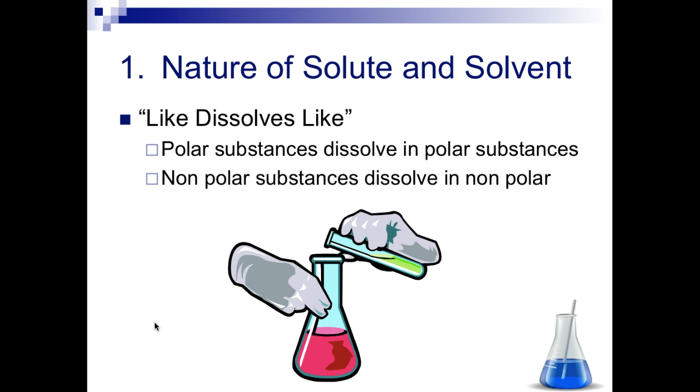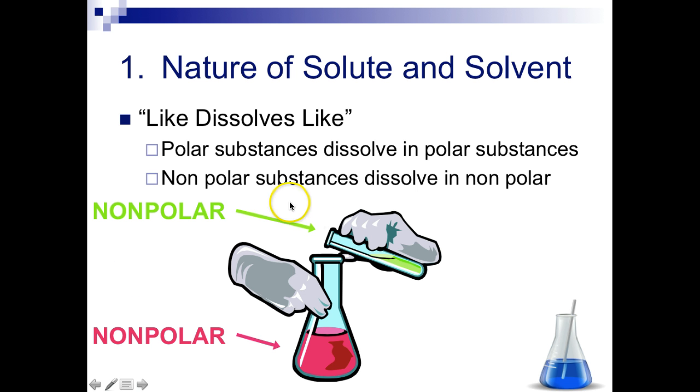When we talk about polar and nonpolar, we're going back to Unit 8, which was bonding. Remember, if something is polar, that means that it is not symmetrical. It's an asymmetrical molecule. Something that is nonpolar is a symmetrical molecule. So like dissolves like. So polar substances dissolve in other polar substances, and nonpolar substances dissolve in other nonpolar substances.